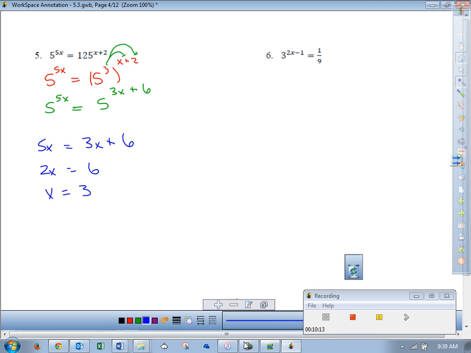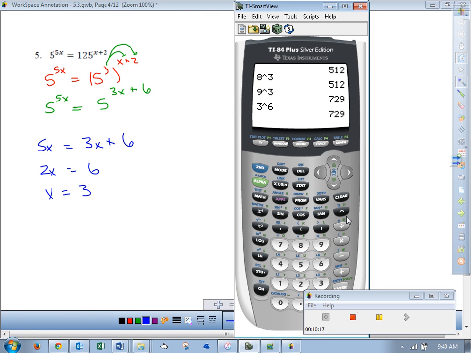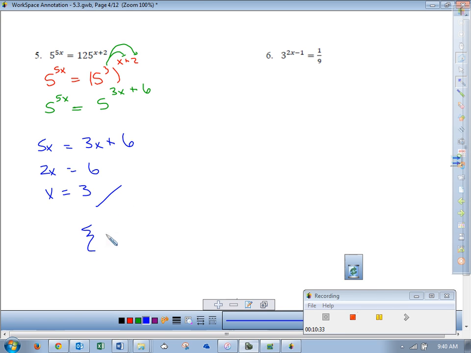Then to check it, that would be 5 to the 15th, which is that nasty number. This would be 125 to the 5th. I got the same nasty number, so it's checked.